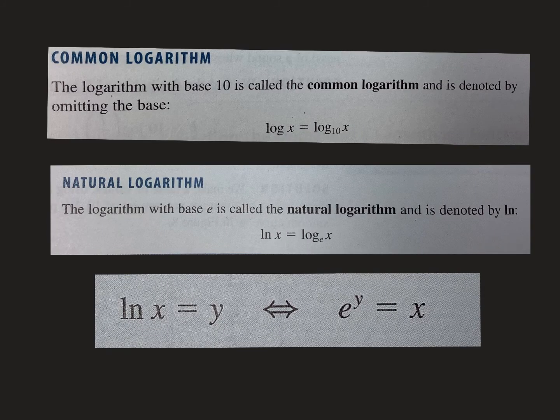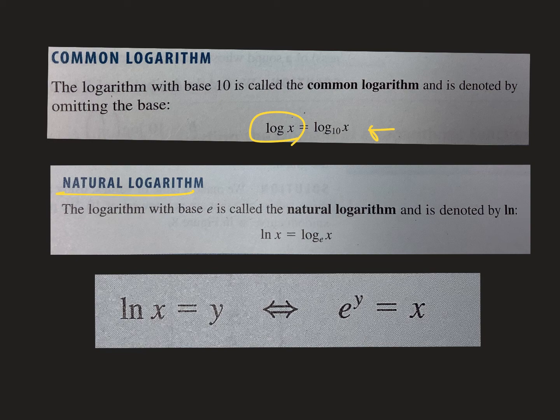All right, common log. Common log means it's base 10. What's going to happen to you sometimes is you're going to see a log just written like this, just log x. Anytime you see a log and there's no base written there, it's understood to be base 10. So it's called a common log, base 10.